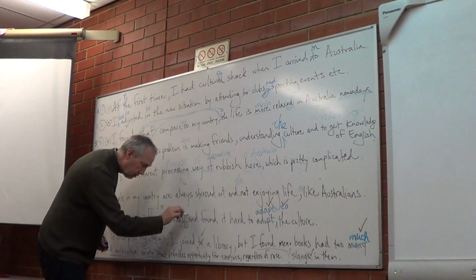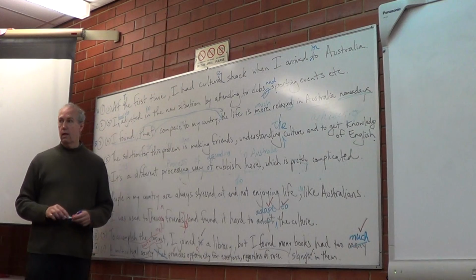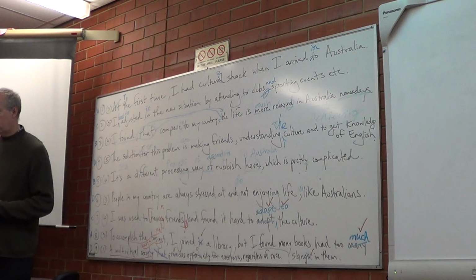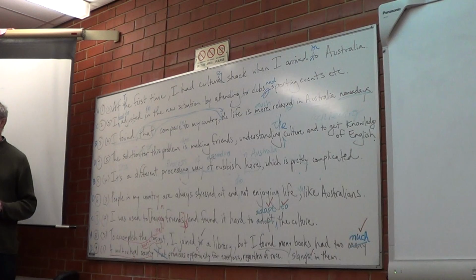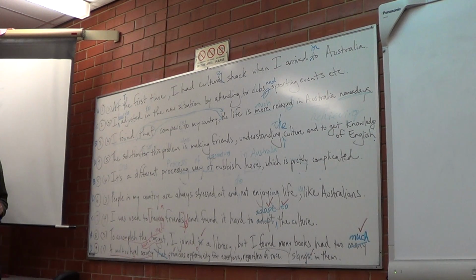So I'm going to take that out because it shouldn't be there. Why? It seems like I'm breaking the rule that I've told you about. If you're going to give two ideas, then we put the comma before "and". But here, we don't need to put it there. Two ideas? No, I was used to having friends.